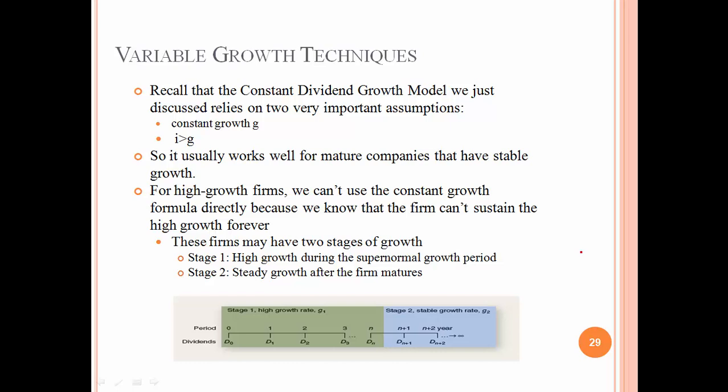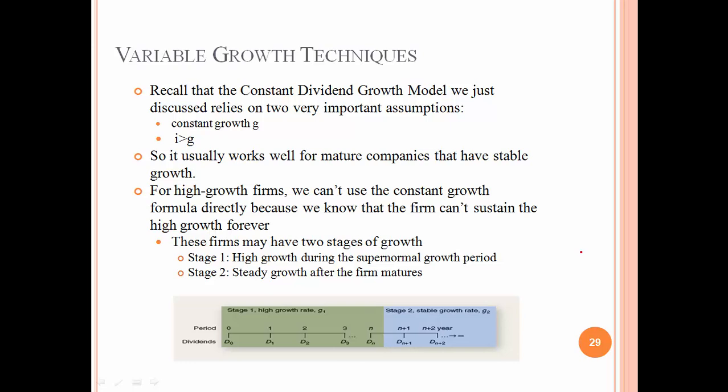In the previous section, we talked about using the constant dividend growth model to estimate the price for a common stock or a preferred stock. The problem is the constant dividend growth model, of course, is based on the assumption that dividends are growing at a constant growth rate. But that assumption sometimes would not work for certain companies.